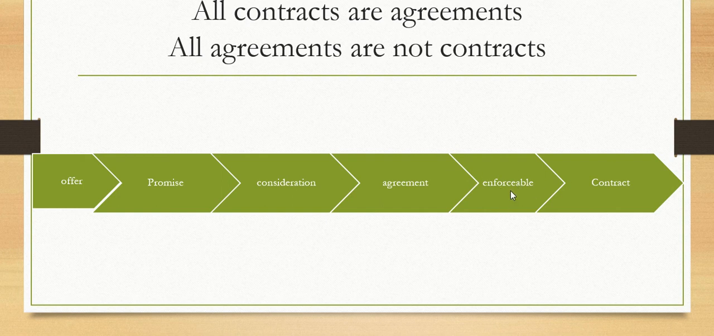And the next one is enforceable. Enforceable is nothing but forced by law. So when agreements are breached, actions can be taken in the name of law. So that is enforceable by law. The terms and conditions, everything is enforceable by law. When it is enforceable by law, it becomes a contract. So the requirement for an agreement to become a contract is that it is enforced by law.